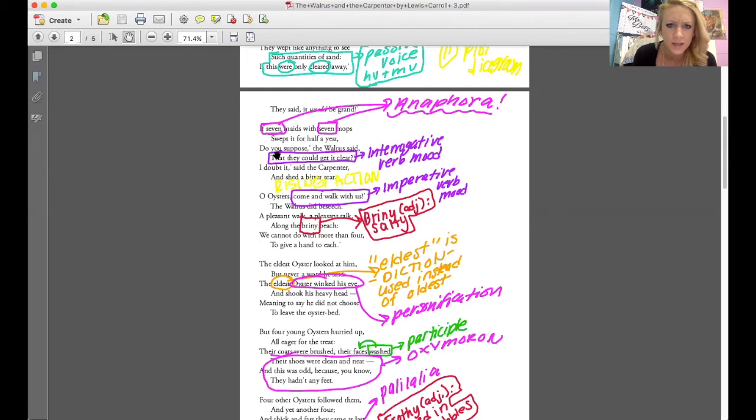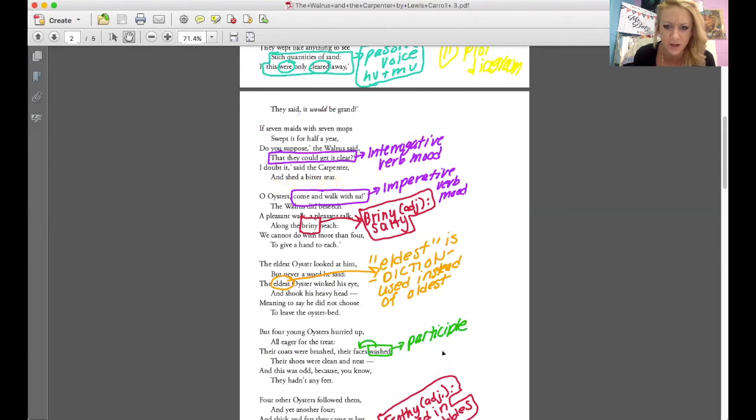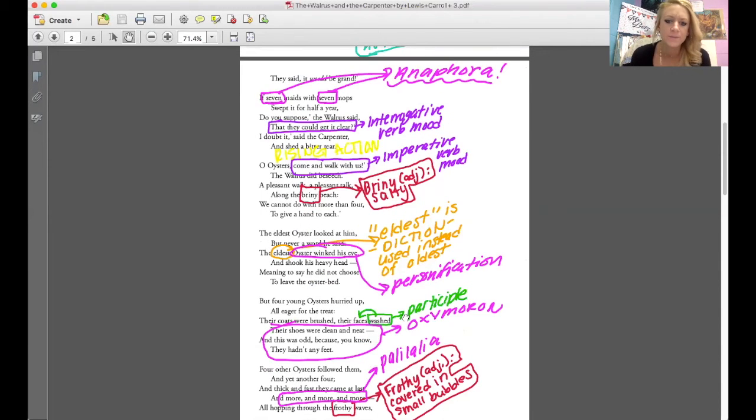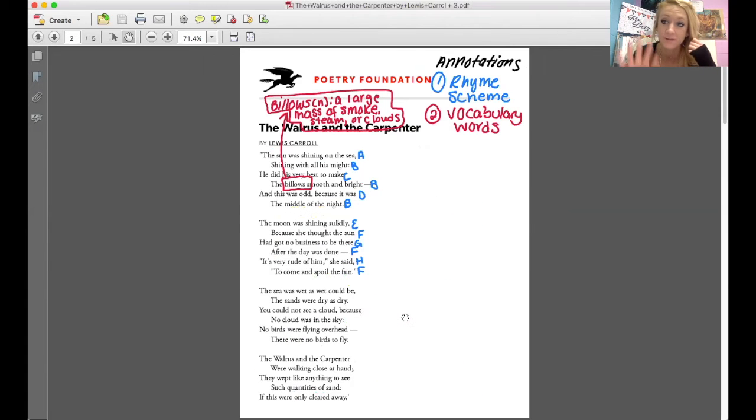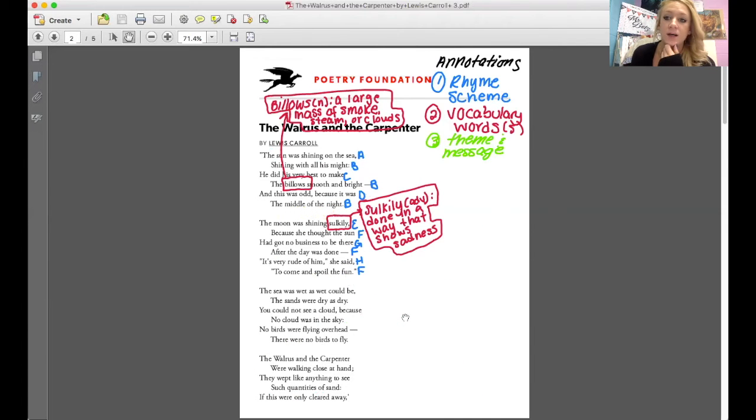So here I have the repetition of a word at successive clauses. That's an anaphora, so I labeled that. I have personification. I have an oxymoron. I have all kinds of stuff in here. So I'm going in and I'm labeling 5 different types of figurative language.